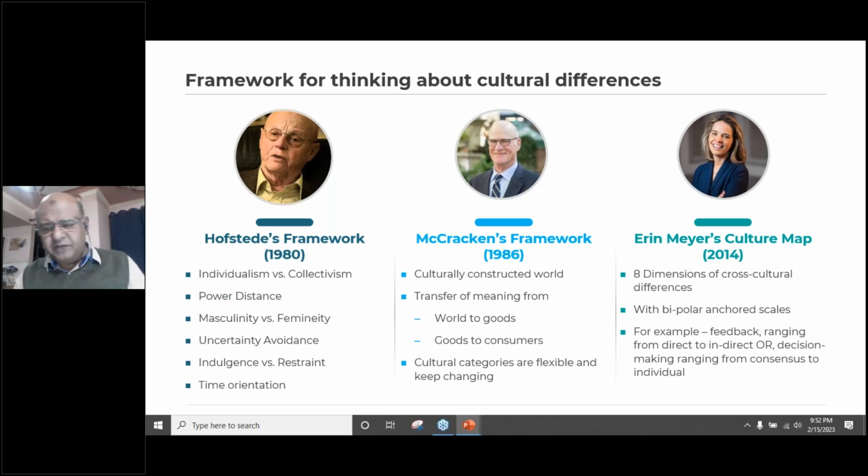Erin Meyer's, which is the third, is more or less similar to Hofstede's. She talks about things like feedback, negative or positive, communication, higher context, that's more nonverbal elements versus lower context, which is less nonverbal elements, and where what is said is what is intended. Decision making can be consensual. It can be at the hands of individuals.